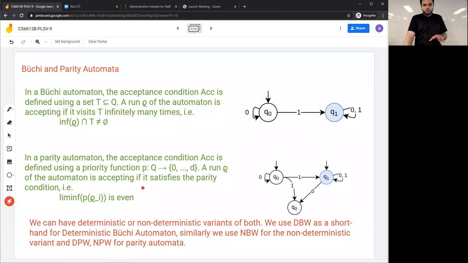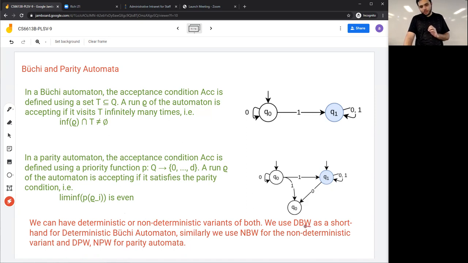For now, we're going to mostly focus on Büchi. Parity is something that we will come back to in the next sessions. So we can have deterministic or non-deterministic, Büchi or parity. And we basically use these abbreviations. So DBW is deterministic Büchi automaton.